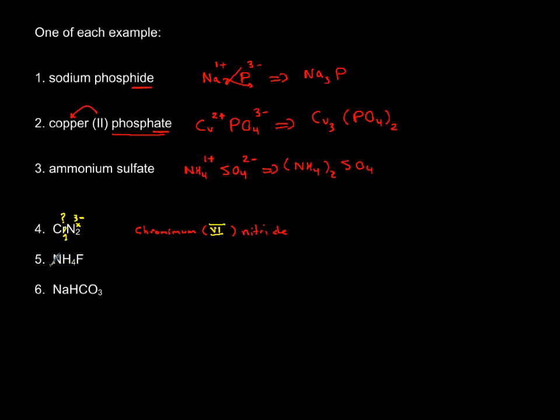The next one is ammonium fluoride. And the last one is sodium hydrogen carbonate or sodium bicarbonate. Sodium hydrogen carbonate. So this was a brief review of nomenclature of ionic compounds. You should have had experience with this.